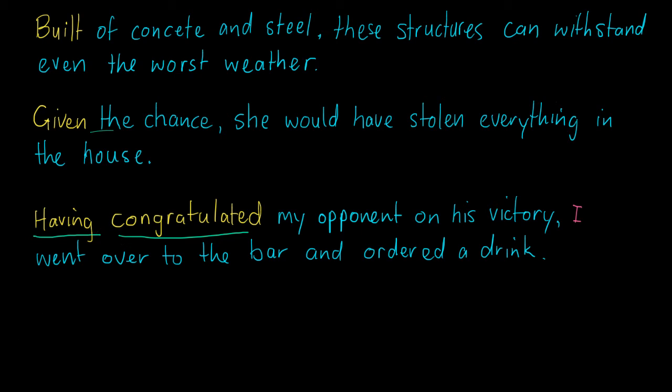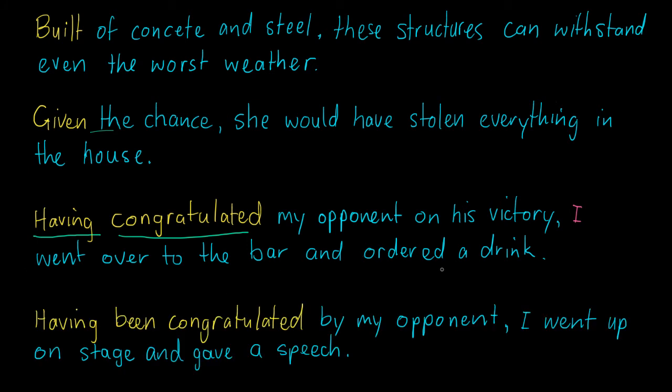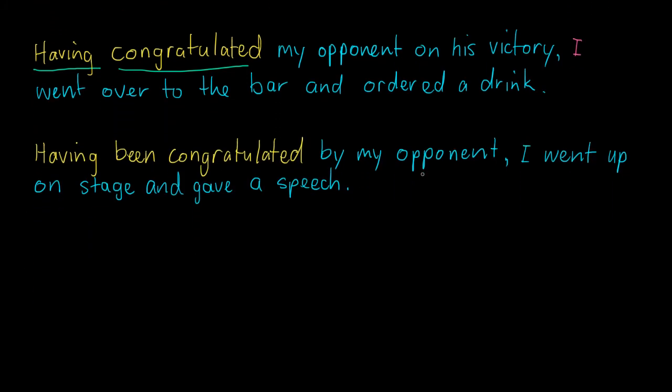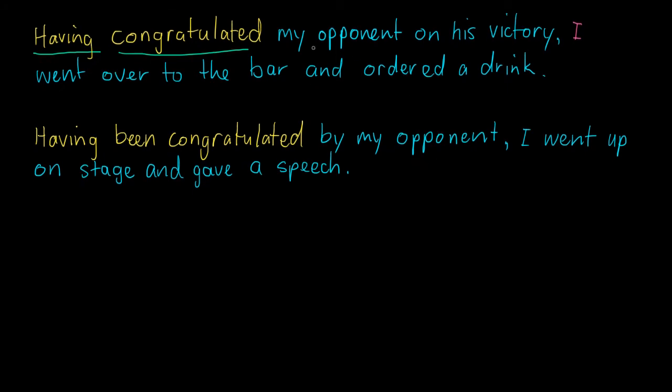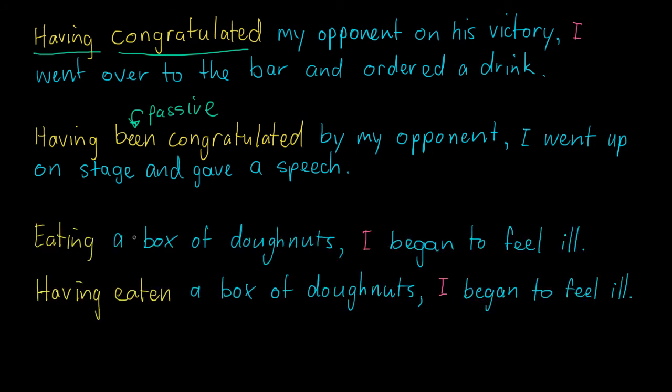Let's look at a slightly different form. Having been congratulated by my opponent, I went on stage and gave a speech. So you can see that this might be the same situation with two separate speakers, the one that did the congratulating and the one that was congratulated, which shows you that this one is actually passive. So the one below here is passive, and you can tell that it's passive from this been. So having been congratulated by my opponent, I went up on stage and gave a speech. So we don't have the I here because this is actually not the subject. It's not the implied subject of this clause.